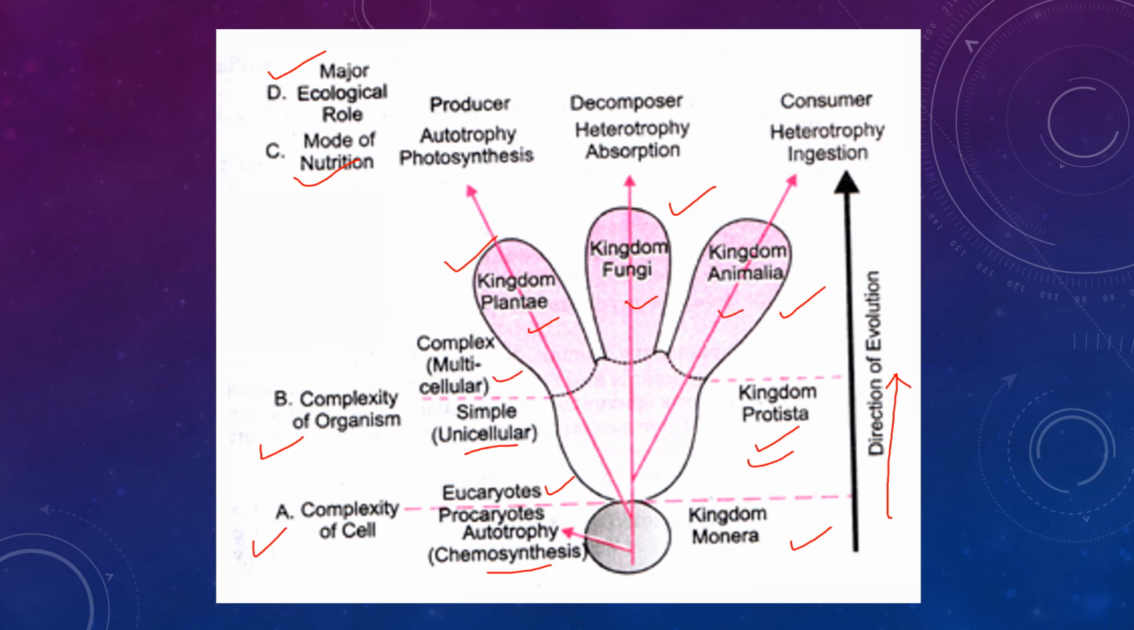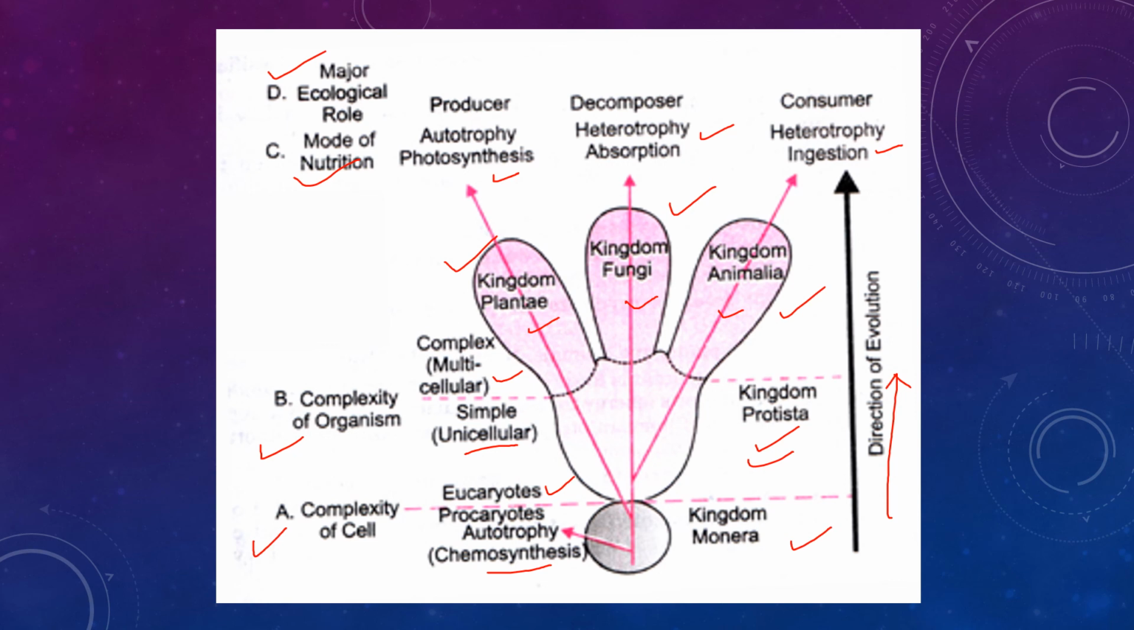When you talk about the mode of nutrition, kingdom Plantae are autotrophs and they are photosynthetic because they include the plants. Next, kingdom Fungi are heterotrophs and absorption is their mode of nutrition. Kingdom Animalia are heterotrophic in nature and ingestion is their mode of nutrition.